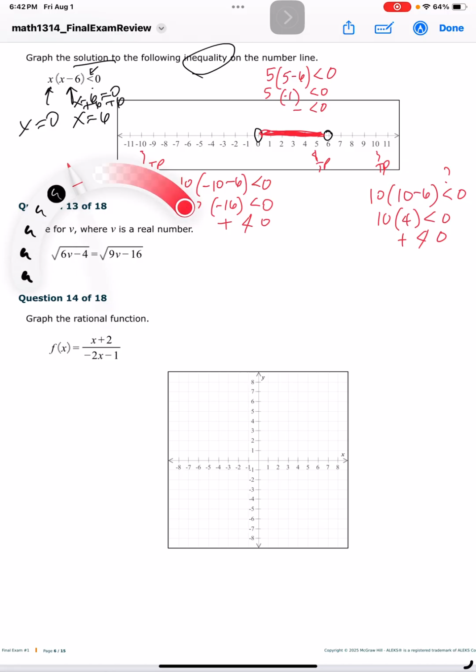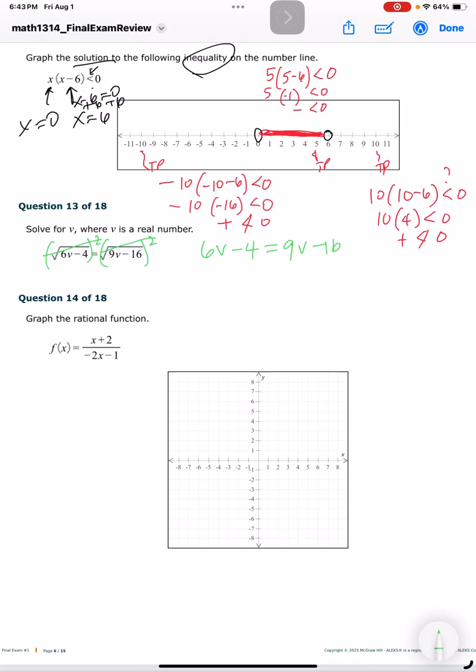I'm going to switch colors here just so it's easier for us to work on a different problem. It says solve for v, but v is trapped underneath both of these radical signs, or square roots. So all we have to do to free it is simply square both sides. The square root and the power of 2 cancel each other out. And so we're left with 6v minus 4 equals 9v minus 16.